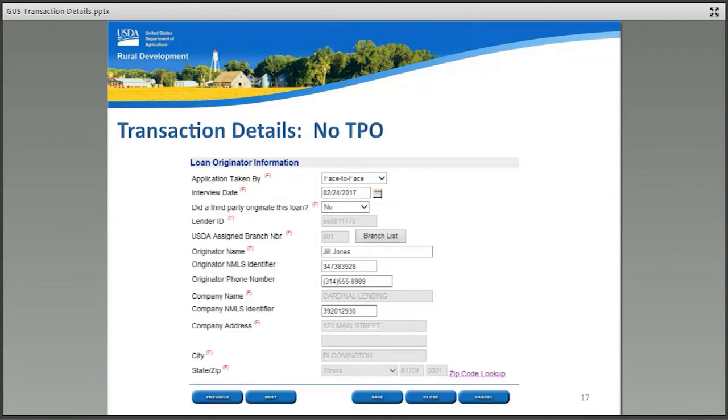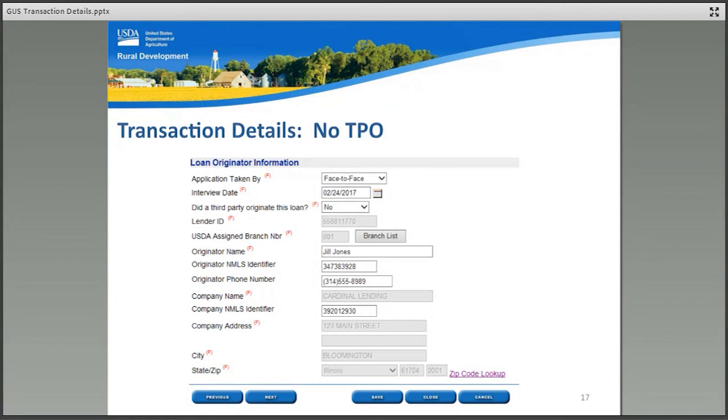The Loan Originator Information section will capture information regarding who took the loan application. The following information is recorded when the originator is not a third-party originator or TPO. Application taken by, you can select face-to-face, email, mail, or internet. Interview date, enter the date of the loan application interview. A calendar icon is available to assist. Did a third party originate this loan? Select yes or no.